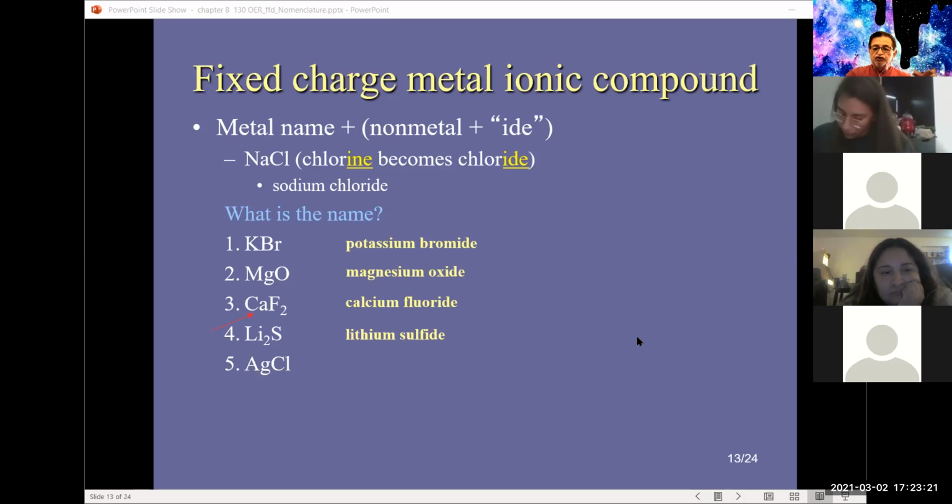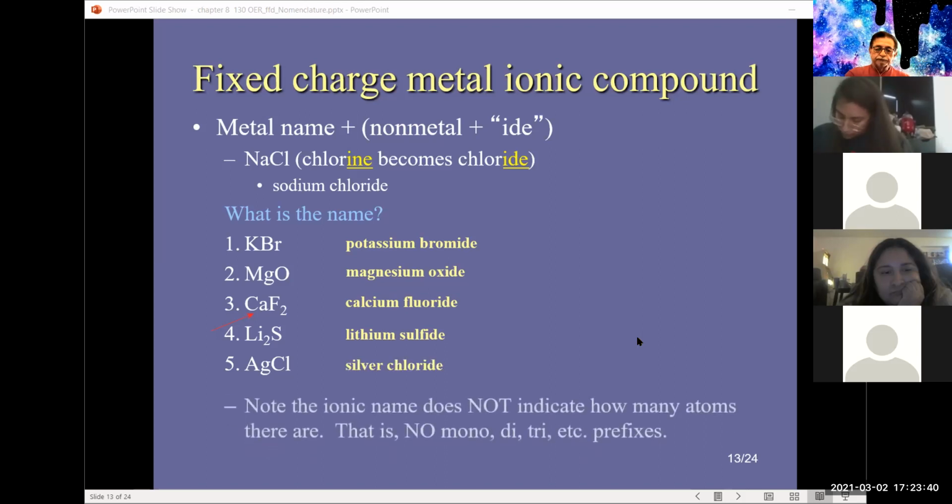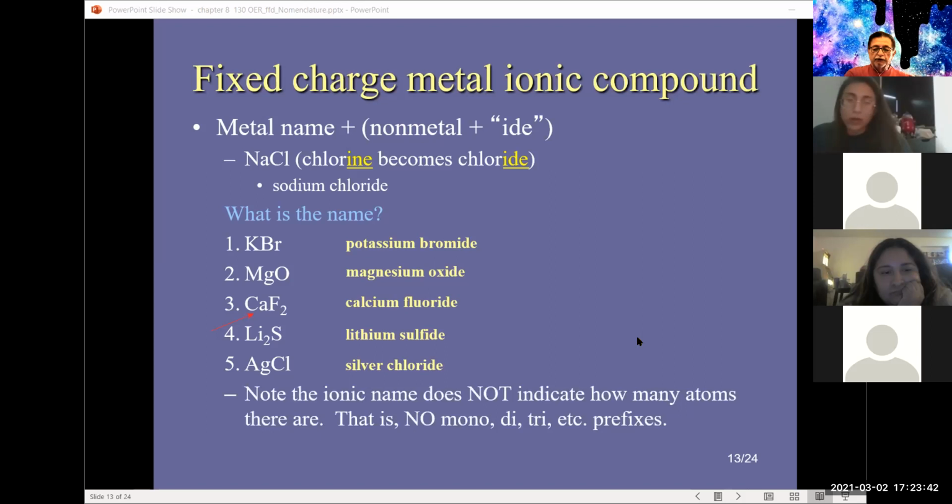And then here we got Ag, which is silver. And then Cl, which is, we would think chlorine, but the fact that we got the metal first tells us it's an ionic compound. So the chlorine name becomes chloride. All right. The thing here, remember, there's no prefixes like mono, di, tri, etc. in ionic compounds.